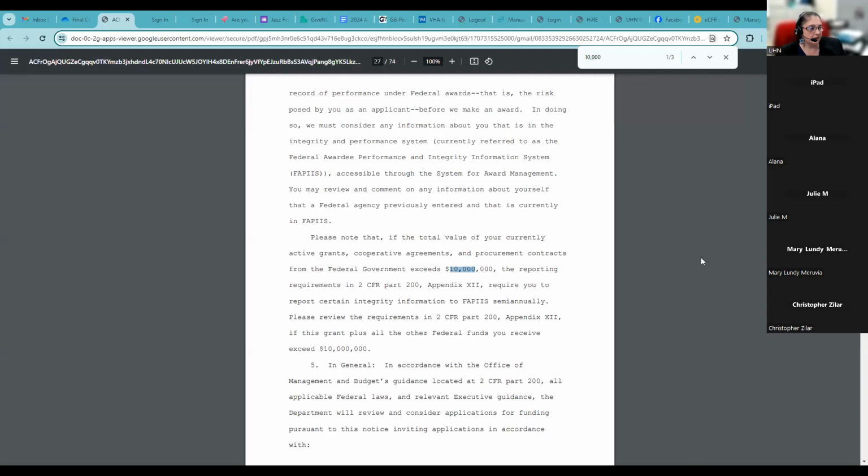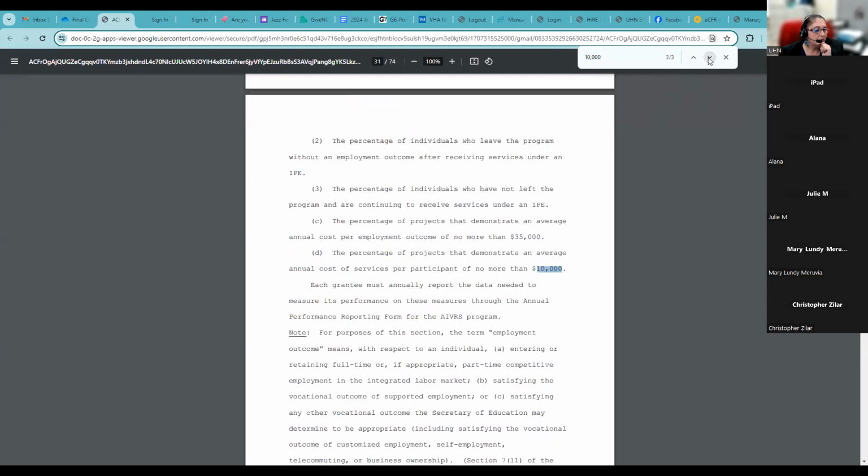So this is in the actual grant competition document on page 27. So please note that if the total value of your currently active grants, cooperative agreements, and procurement contracts from the federal government exceed 10,000. Oh, no, nope, that's my wrong number. Hold on, let me find it. But if you would come back to that section, I want to talk about that as well. I have a question about that. Okay, we will. So here are the percentage of individuals who have not left the program.